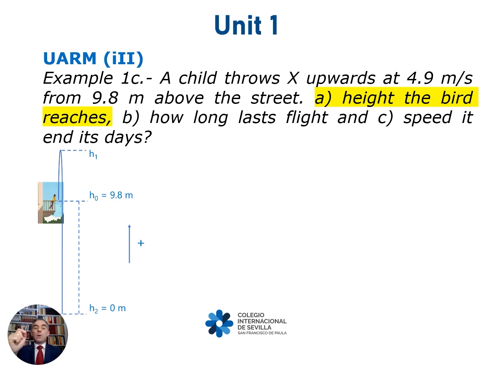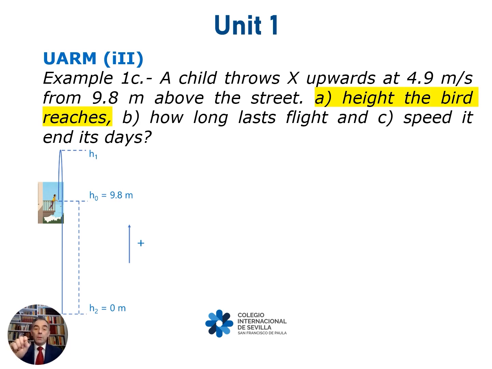We know that once the child launches the bird, the only effect upon that bird is gravity. Therefore, since it's been thrown upwards, it is a rectilinear motion with constant acceleration equal to gravity. It is a uniformly accelerated rectilinear motion. We have separated a little bit the two trajectories on the scheme so that we don't mix them up, but it would be a straight line.